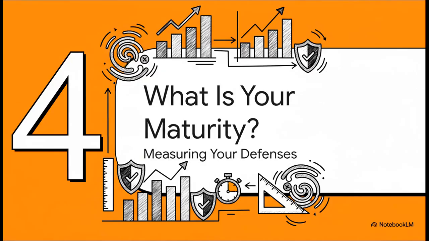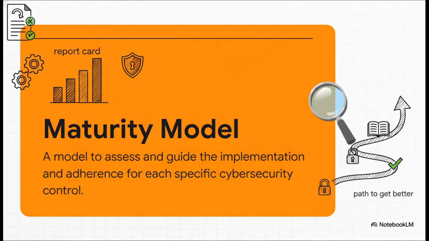Period. Okay, so it's one thing to say, yeah, we block macros, but it's a completely different thing to know how well you're actually doing it. Are there gaps? And this is where this framework gets really, really useful. It gives you a way to actually measure your progress. To do that, the NCSA uses what's called a maturity model. And honestly, the best way to think about it is like a report card for your security. It's not just a simple pass or fail. It's a whole system for looking at how well you've put a control in place, and more importantly, it gives you a roadmap to improve.